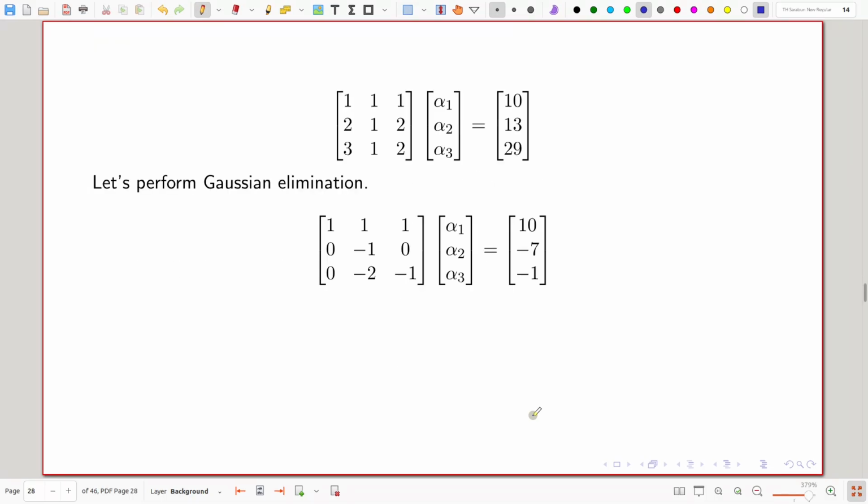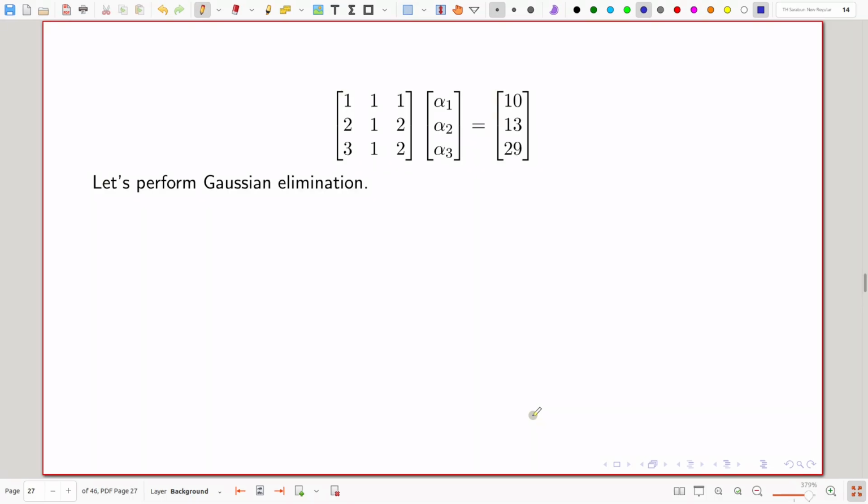Suppose we have a matrix like this. When we perform Gaussian elimination, we basically try to eliminate this 2. Before we do that, suppose the first row is not 1 1 1. Suppose the first row is something else, so let me change it really quickly.